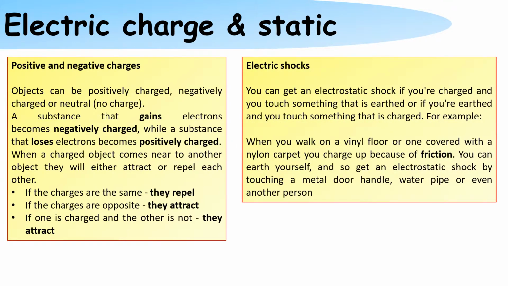You can get an electric shock if you are charged and you touch something that is earthed. When people walk along a vinyl floor or one covered with a nylon carpet, you can charge up because of friction. You can earth yourself and get an electric shock by touching a metal door handle or a water pipe, for instance.